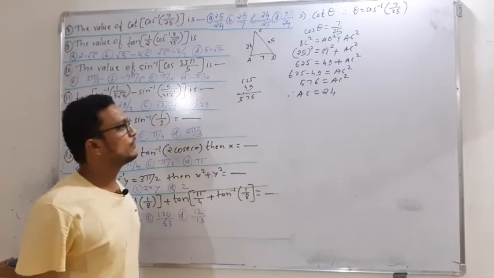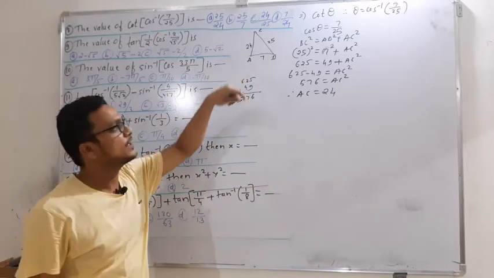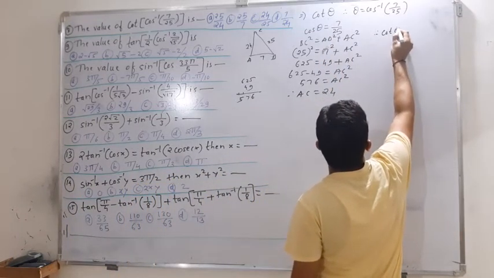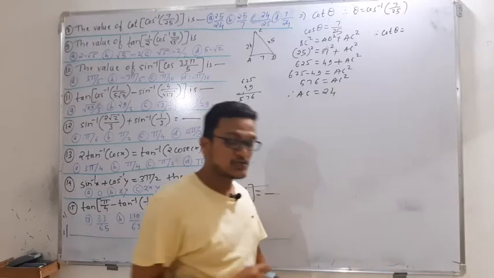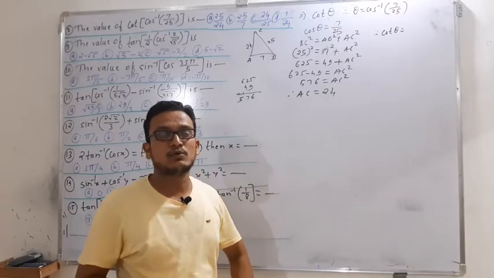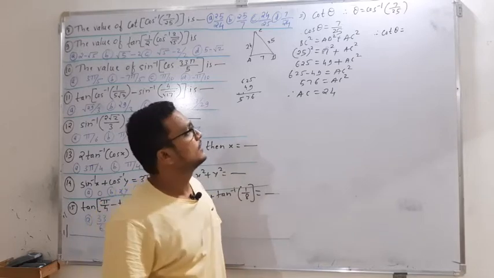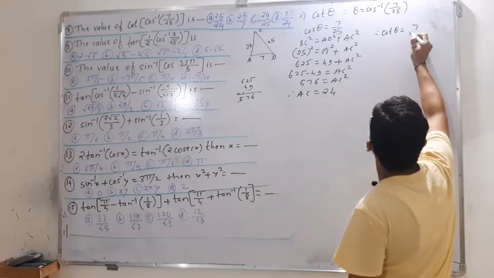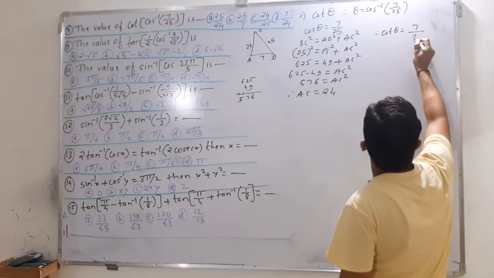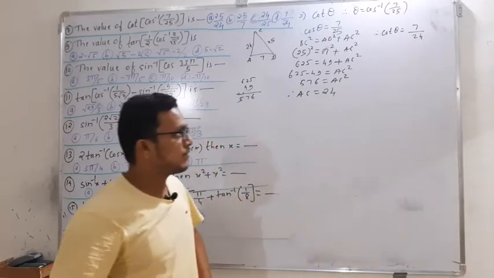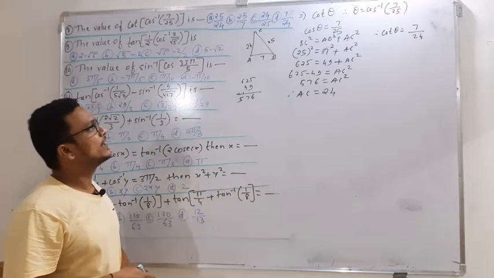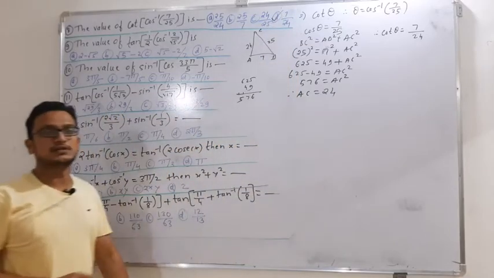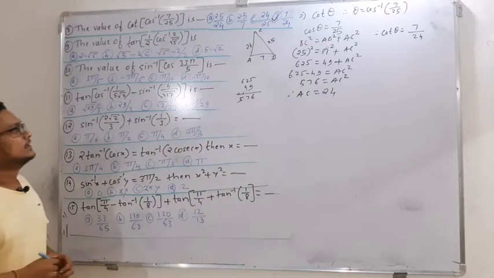Now we have all three sides. What value do we require? Cot theta. The definition of tan theta is opposite side upon base, and the definition of cot theta is base upon opposite side. So base upon opposite side is 7 upon 24. So option D is correct.